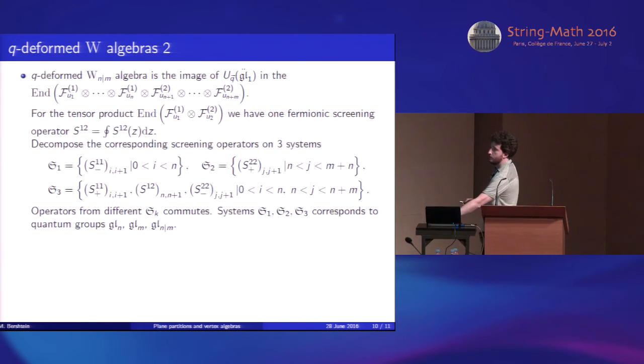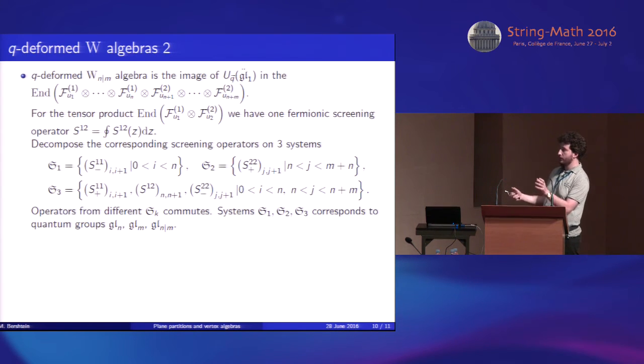And using this screening, in this case we can write all screenings which we have and decompose them into 3 commuting families. This screening corresponds to GLN, this to GLM, and this additional fermionic screening corresponds to a superalgebra.